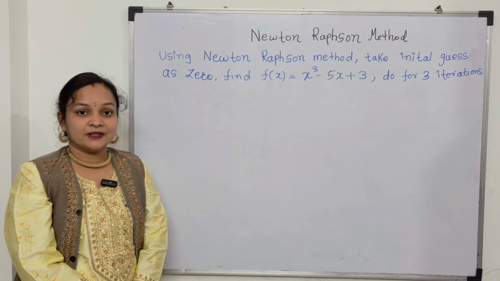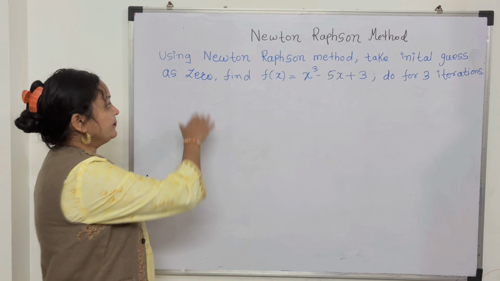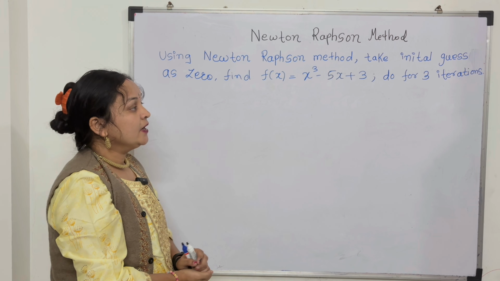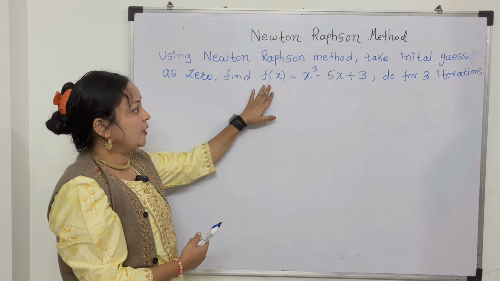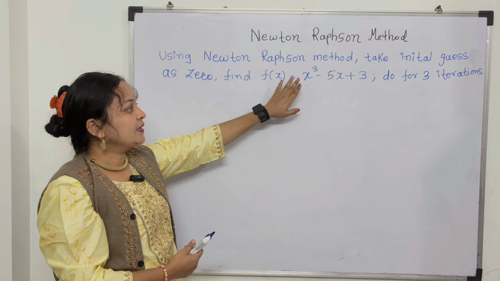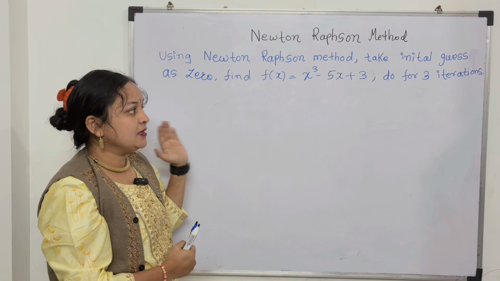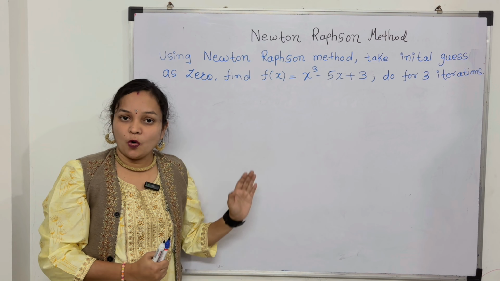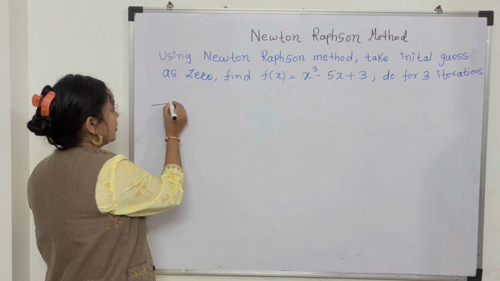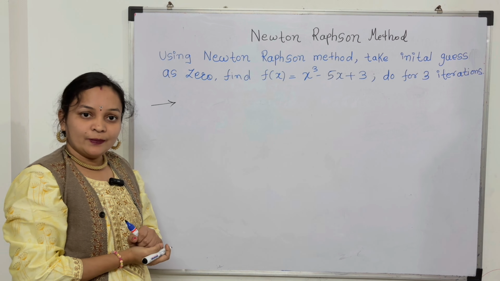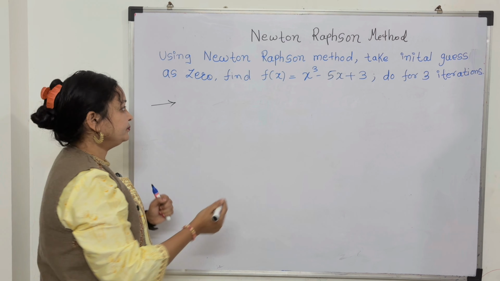So let us start with the numerical. The numerical statement says: using the Newton-Raphson method, take the initial guess as 0 to find the root of the function x cube minus 5x plus 3, and they are asking for 3 iterations. So let us start solving this type of numerical through the Newton-Raphson method.